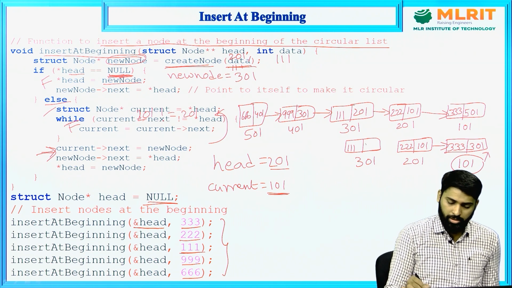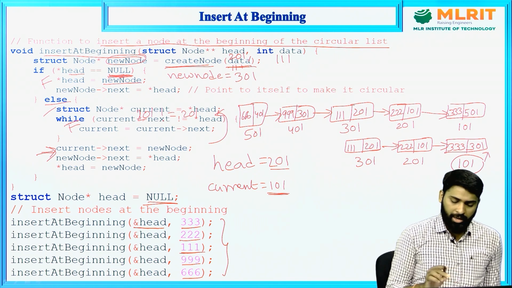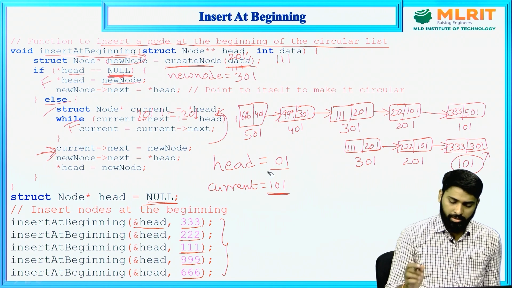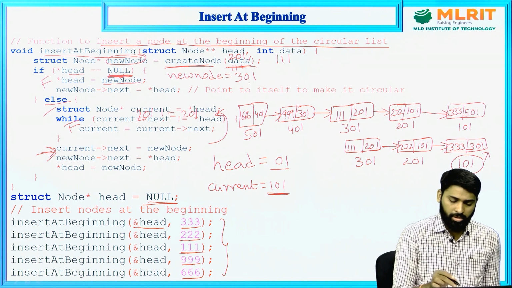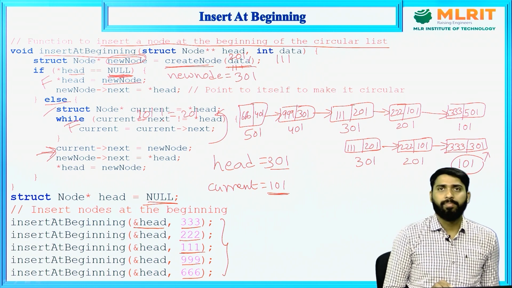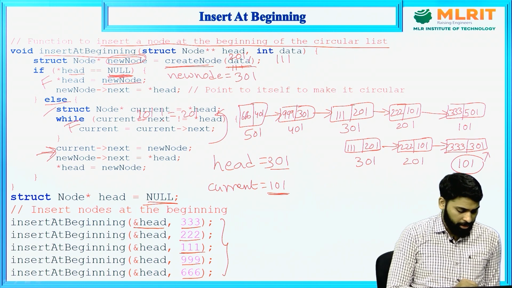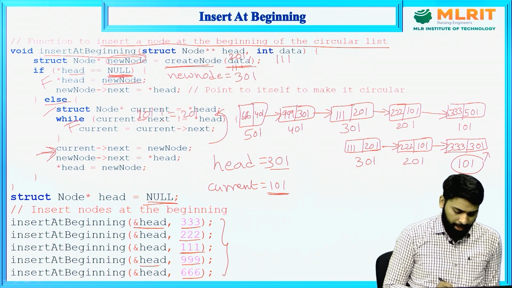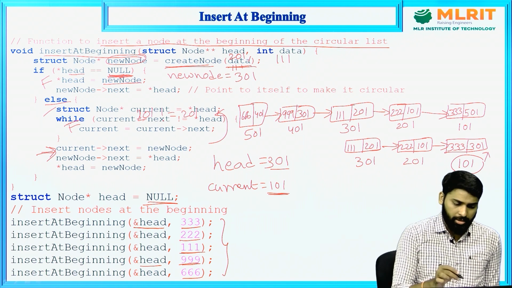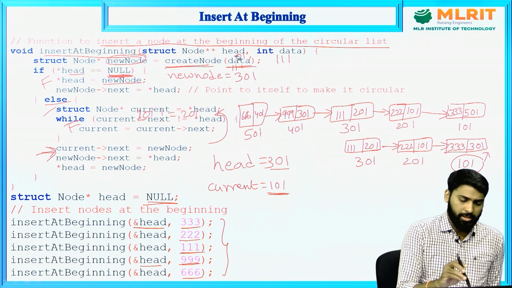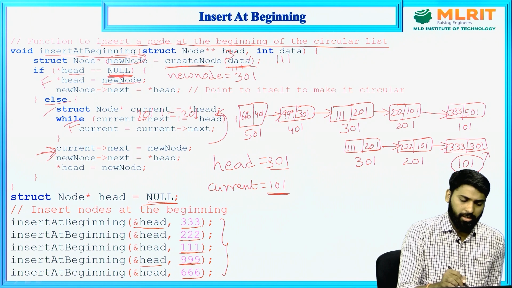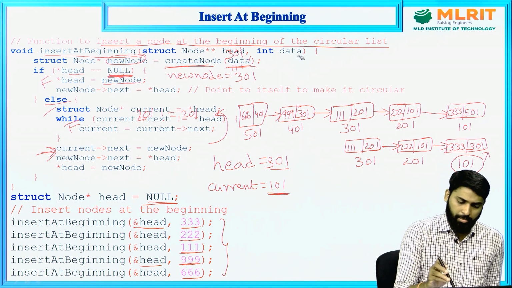What is the head? 201. So this is the 201. Now update the head. If you update, what is the head? Equals new node, which is 301. So 301. That's it. So next function called: insert at beginning 999. What is the head now? Now head is 301 and the data is 999.